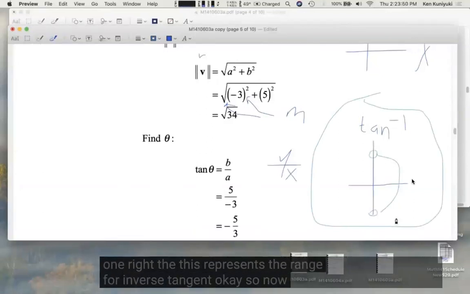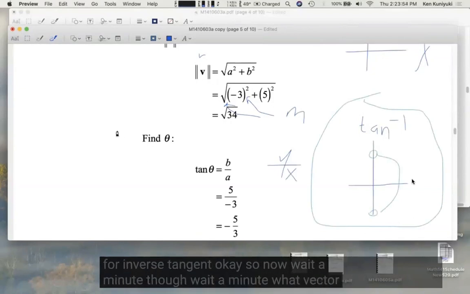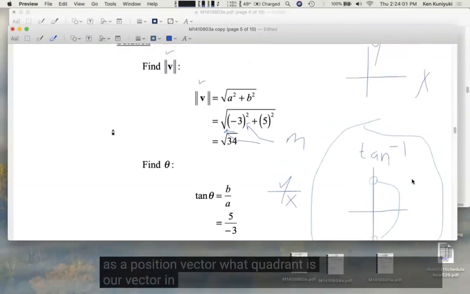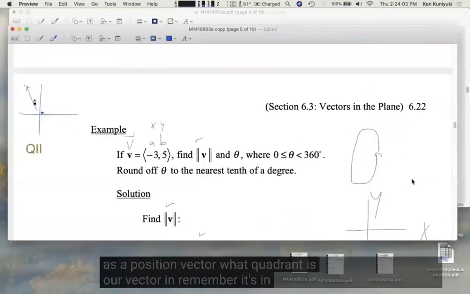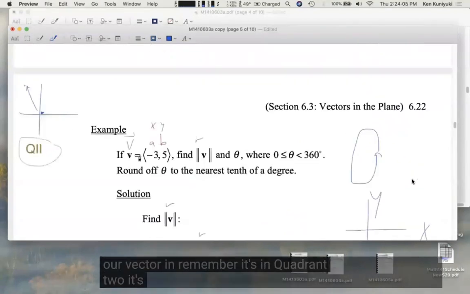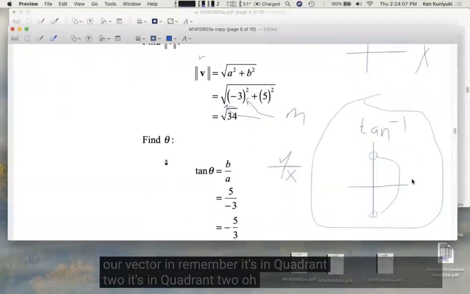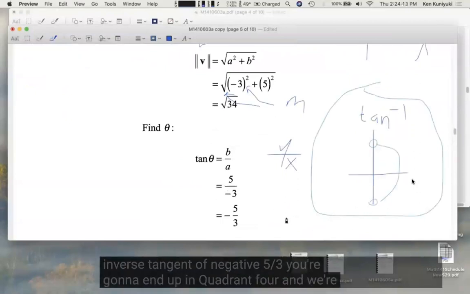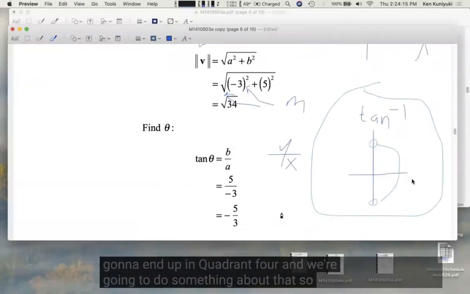Okay, so now wait a minute though. What vector, as a position vector, what quadrant is our vector in? Remember? It's in quadrant two. Uh-oh. So if you do inverse tangent of negative 5/3, you're going to end up in quadrant four, and we're going to do something about that.